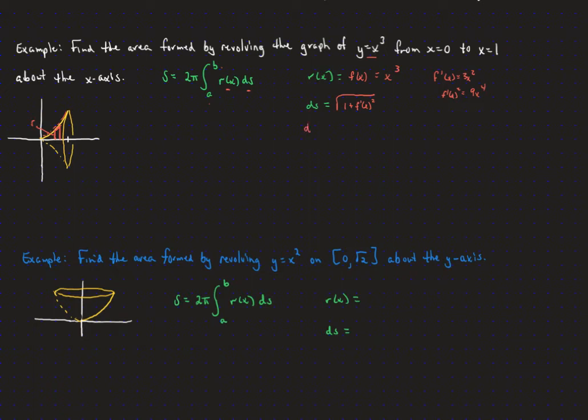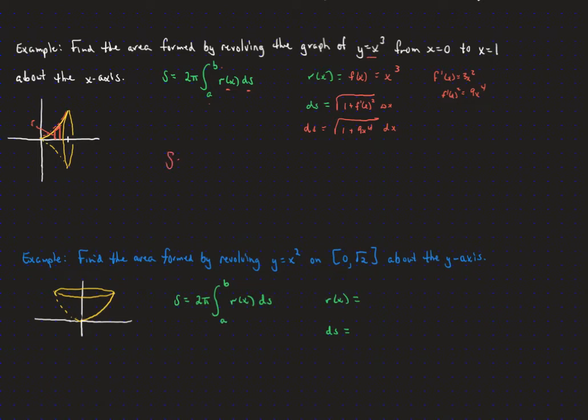So our ds, our little differential arc length, is going to be the square root of 1 plus 9x to the fourth, and then that's going to have a little dx in it. So that is going to make our surface area.